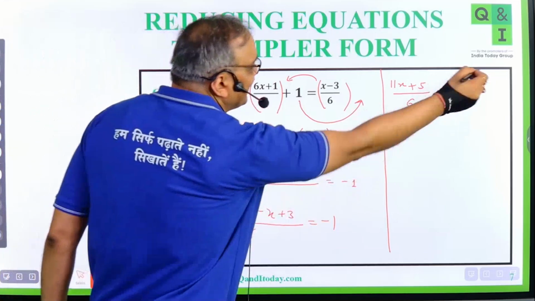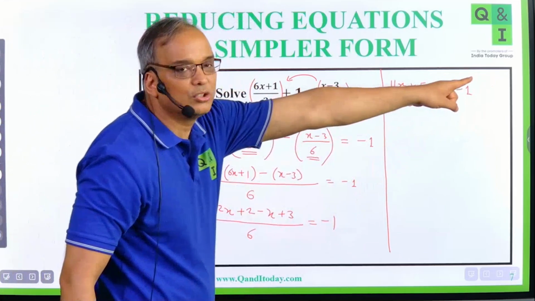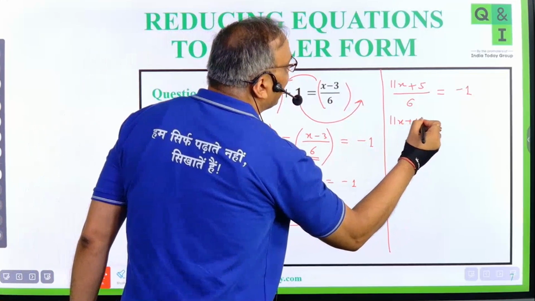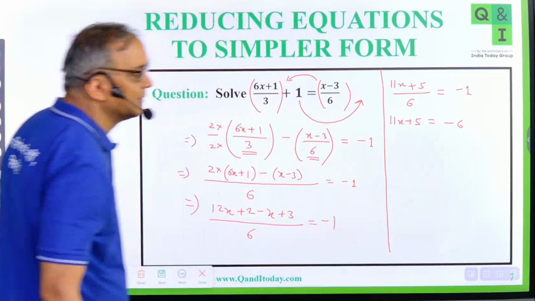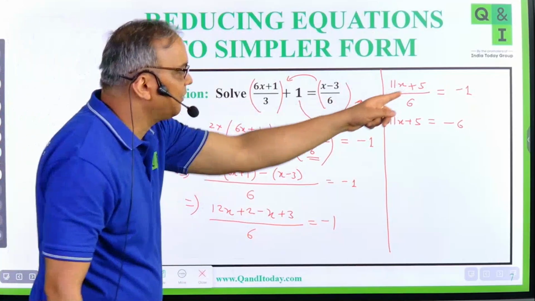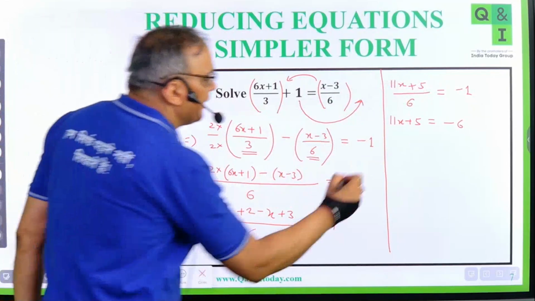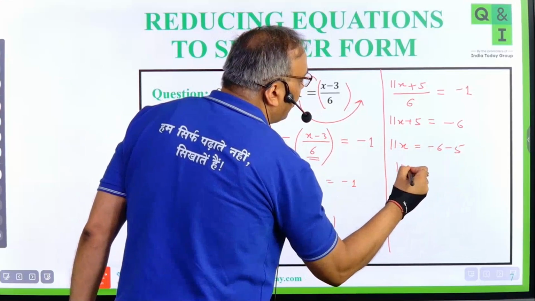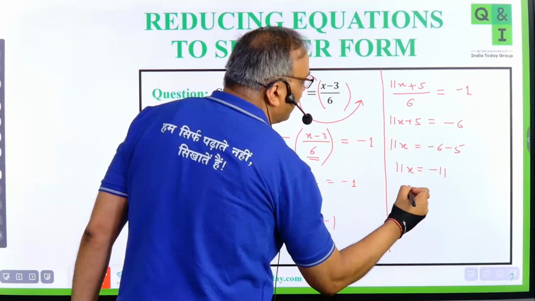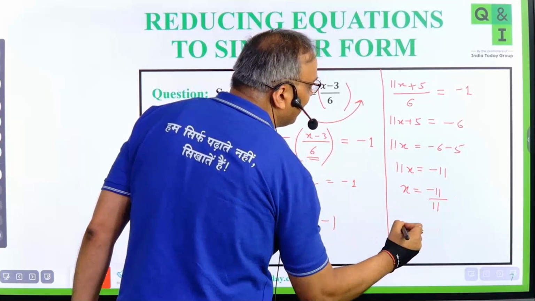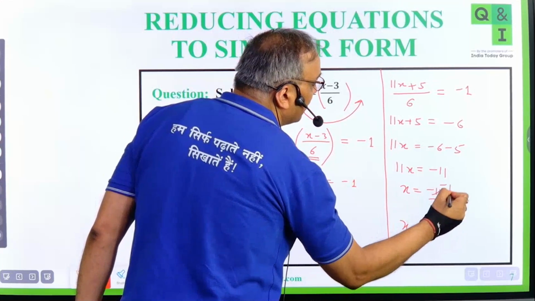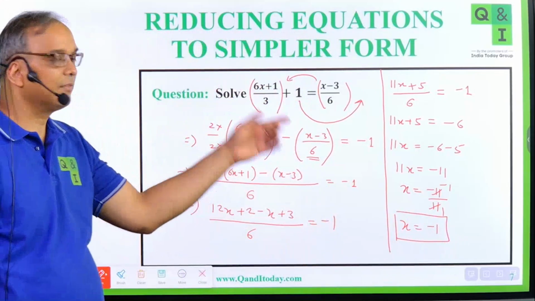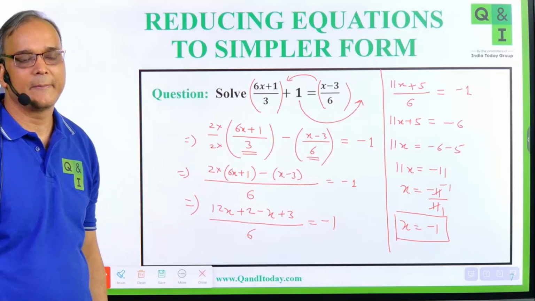Now I take 6 to the other side because this is in division. When it goes to the other side, it will get multiplied. So you have 11x plus 5 is equal to minus 6. Minus 1 into 6 will be minus 6. Now 11x is minus 6 minus 5, or 11x is minus 11, or x is minus 11 over 11. So x is equal to minus 1. This is the answer. This is the solution for this linear equation.